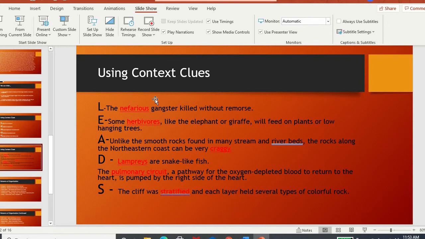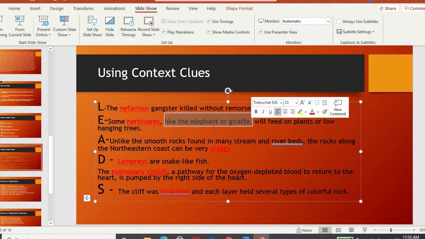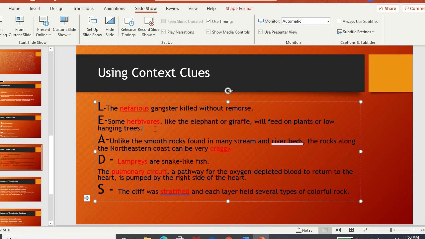Here are some examples. The nefarious gangster killed without remorse. Well, this is a logic clue because nefarious, even if you're not sure what that means, if we have someone killing without feeling guilty, nefarious probably means this guy's pretty cold-hearted. This is a really dangerous, scary person. So that's common sense, kind of logic. An example: some herbivores, like the elephant or giraffe, will feed on plants or low-hanging trees. If I didn't know what an herbivore was, the next section, like the elephant or giraffe, those are examples of an herbivore. So I have an example or a little explanation of what an herbivore is.